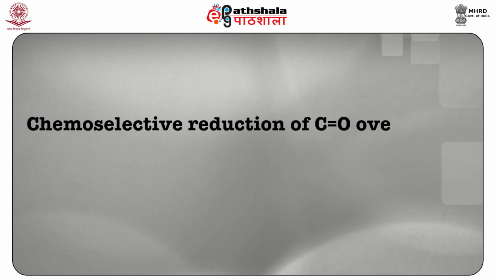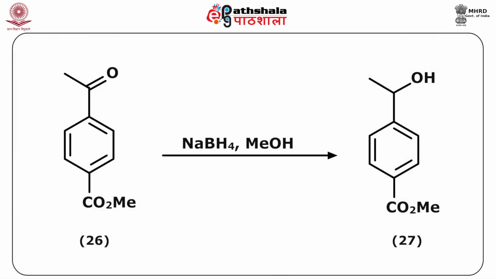Chemoselective reduction of the carbonyl over the ester. Reduction of methyl 4-acetyl benzoate in the presence of sodium borohydride in methanol to give methyl 4-(1-hydroxyethyl) benzoate. It is seen that the carbonyl group is reduced in preference to the ester group in the presence of sodium borohydride and methanol.